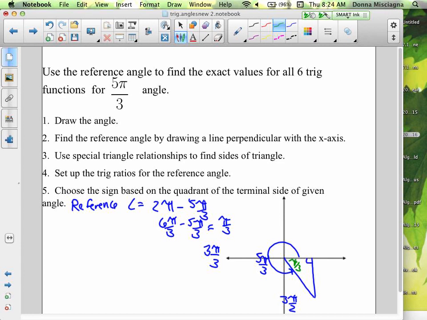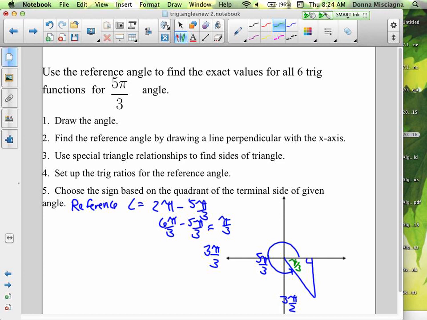Numbers, because it's our special triangle. What's that? Well, that'll always be opposite, right? Because if I'm opposite, it's my opposite side. But what number goes opposite pi thirds?